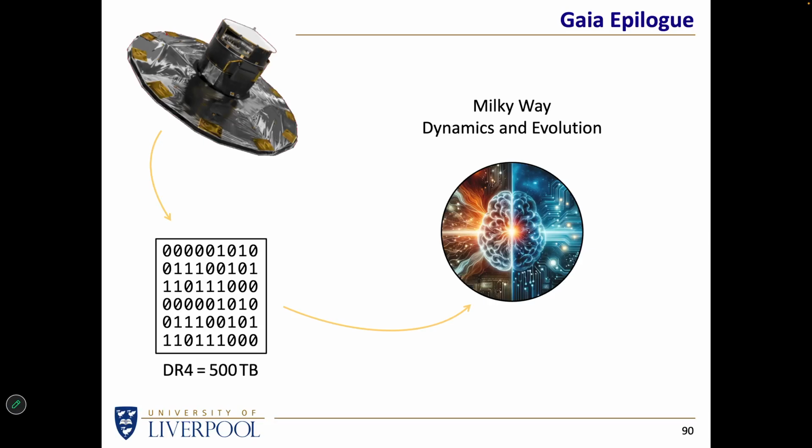It helps us understand what has happened in the past. What galaxies have we interacted with? Why are these stars doing that? Why have we got these globular clusters? So Milky Way dynamics and evolution will continue to develop because we'll have more and more data with data release 4 and data release 5.